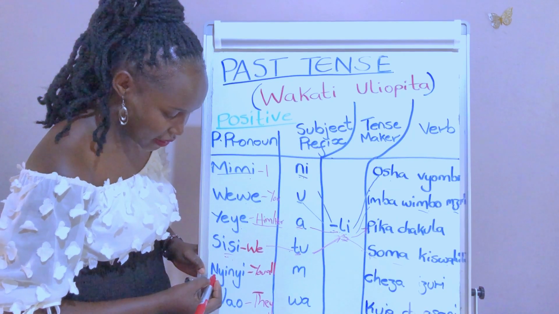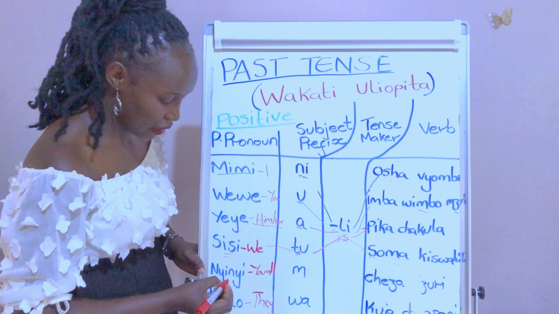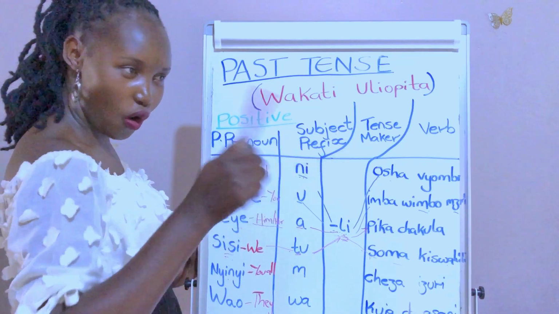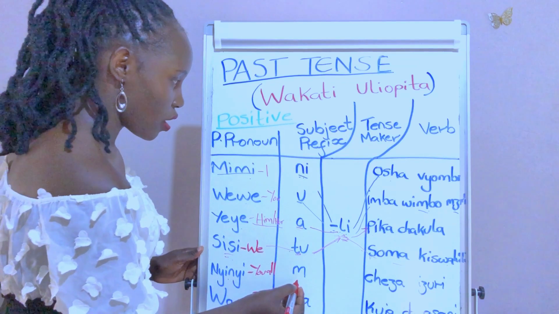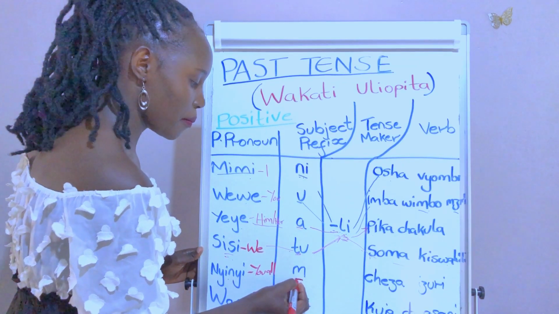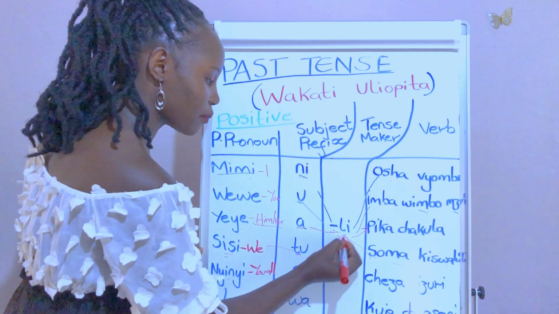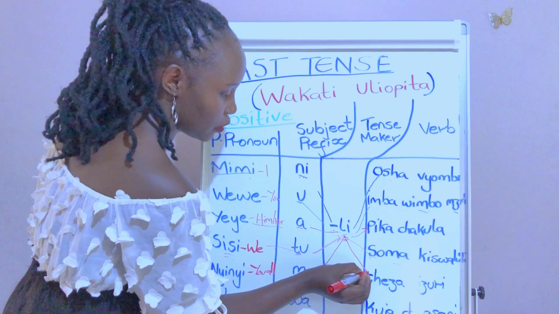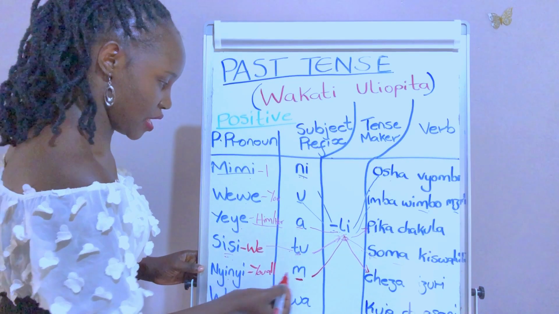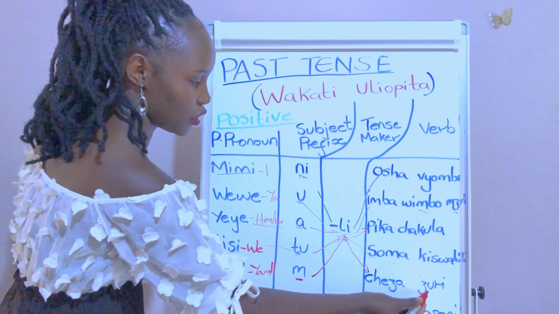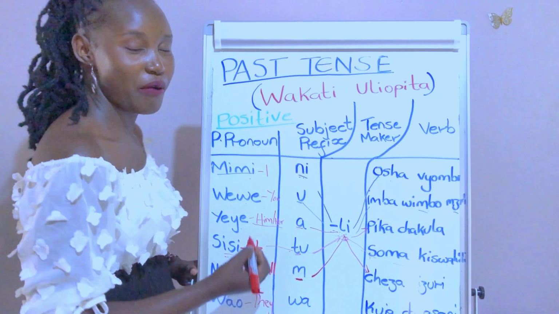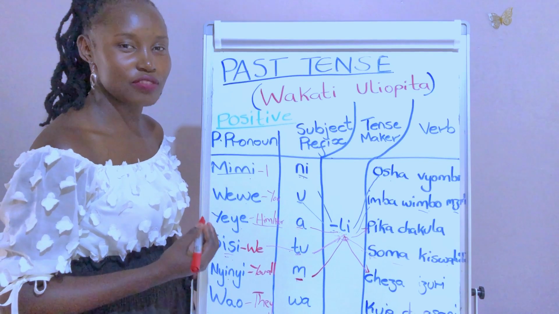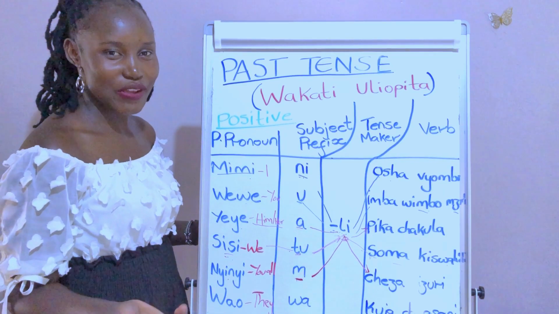Then we have our next sentence. Nyinyi, which means you all. Subject prefix, our tense marker remains li, and then we have our verb. So, nyinyi mlicheza vizuri. You played so well.